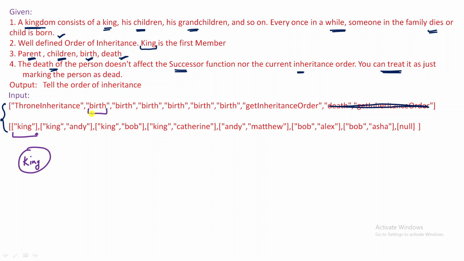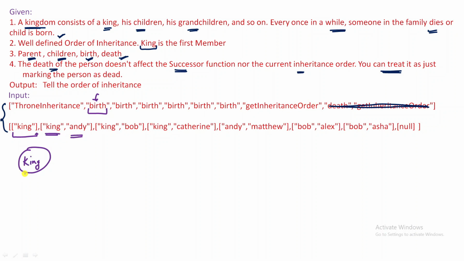Then they say that there is a birth in the kingdom. When someone is taking birth, there will be a child and there will also be a parent who gives birth. They have given the name of the parent, and then the name of the child. So this is the parent and this is the child. These are basically functions, and king and these are the arguments. In simple terms, they say ND is the child of the king.